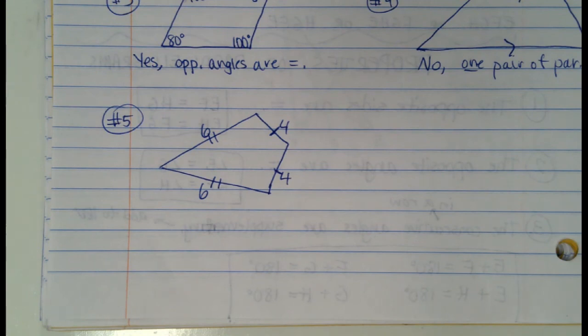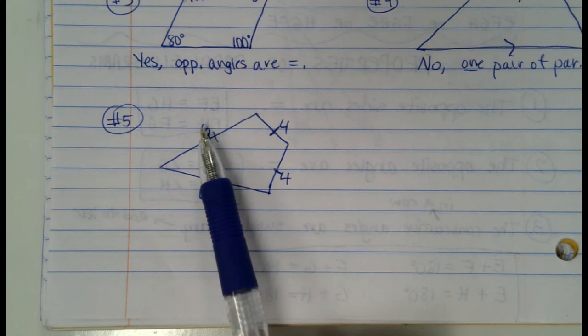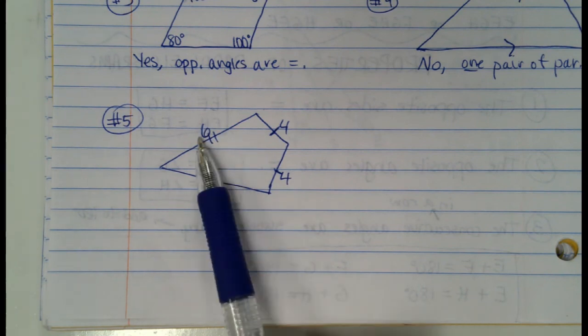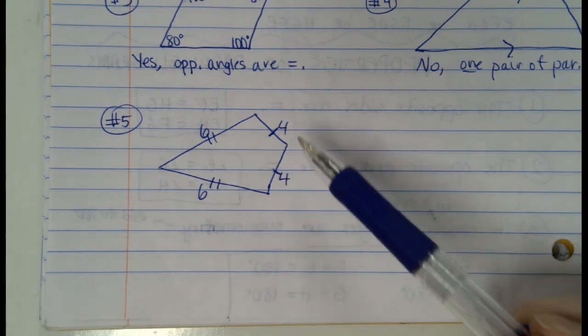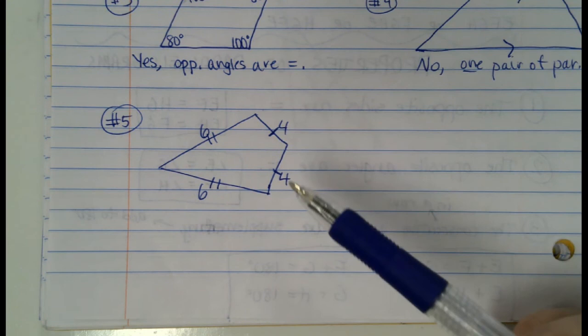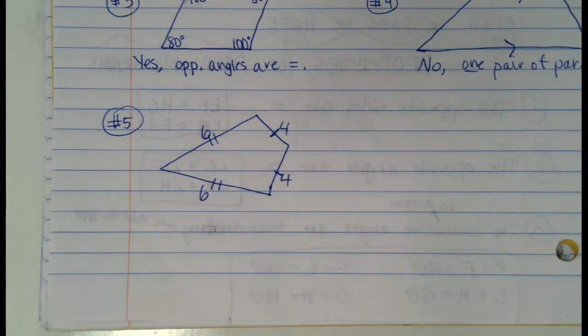Alright, so on this one, these two sides are both 6. And I even put 2 tick marks on them to show you that they're equal. These two sides are both 4. And I even put 1 tick mark on them. Is this a parallelogram? No. Why not?